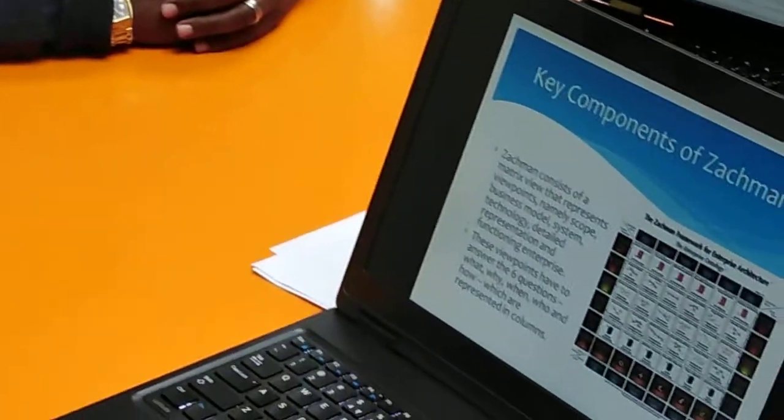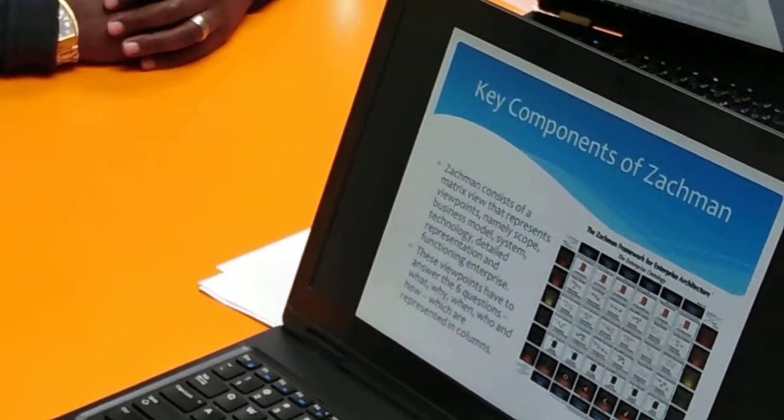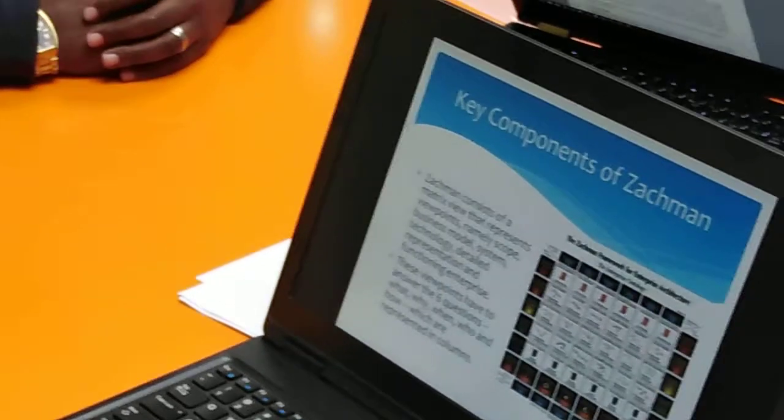The Zachman framework provides the logical structure to define the representation of enterprise architecture. This framework was developed by John Zachman in the early 1980s. The Zachman framework enables different persons to observe the same attribute from different perspectives. Zachman consists of a matrix view that represents viewpoints, namely scope, business model, system, technology, detailed representation, and functioning enterprise. These viewpoints have to answer the 6 questions: the what, the who, the why, the when, and the how.